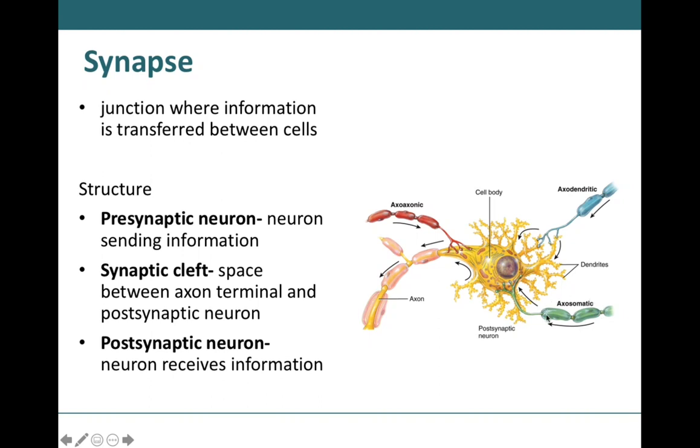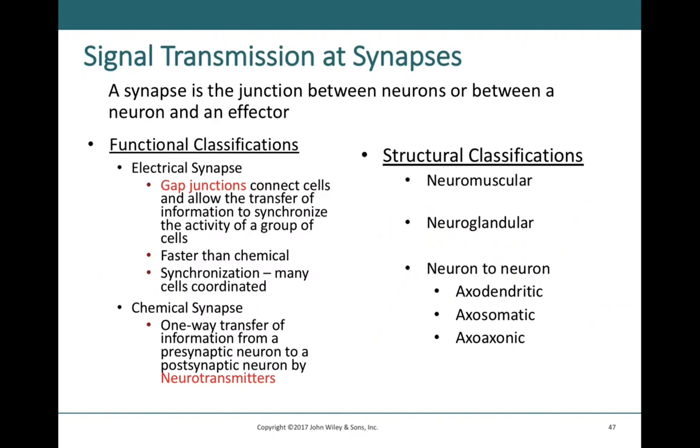So I just want to explain why we call this an axosomatic synapse. Another word for the cell body of our neurons is the soma of our neurons. A soma is the cell body. So an axosomatic synapse is referring to the synapse that involves the cell body of the postsynaptic neuron. So I think the structural classification of our synapses is fairly straightforward. Most of the answers are in the names for these different types of synapses.